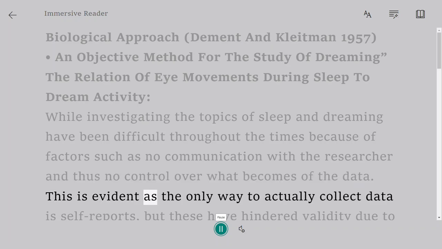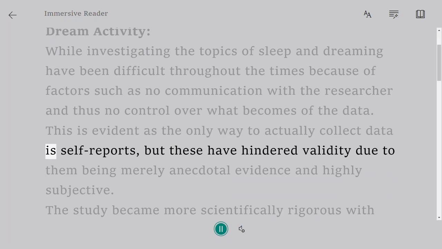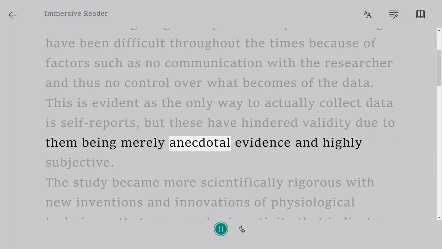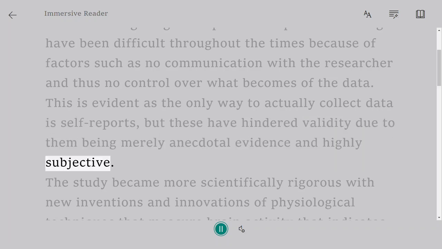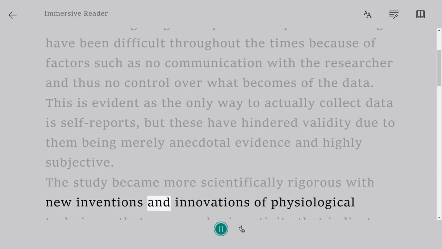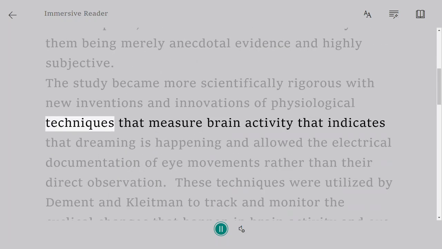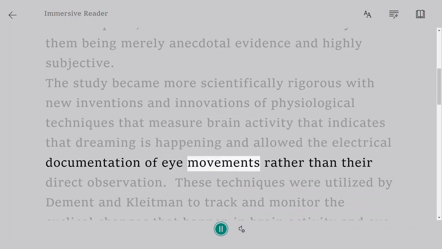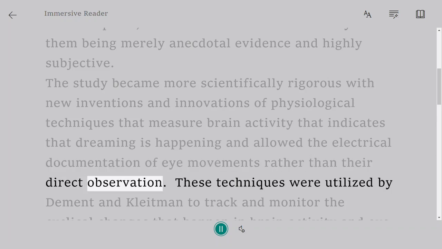This is evident as the only way to actually collect data is self-reports, but these have hindered validity due to them being merely anecdotal evidence and highly subjective. The study became more scientifically rigorous with new inventions and innovations of physiological techniques that measure brain activity that indicates that dreaming is happening and allowed the electrical documentation of eye movements rather than their direct observation.